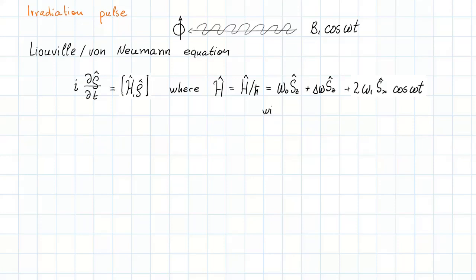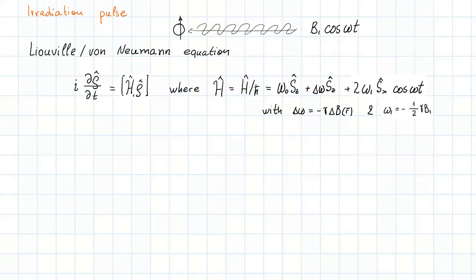Here, I have introduced two variables, Δω and ω1, similar to ω0 above. Remarkably, ω1 is proportional to B1 divided by 2. The reason for such a definition will become clear later. Now we need to solve this equation.